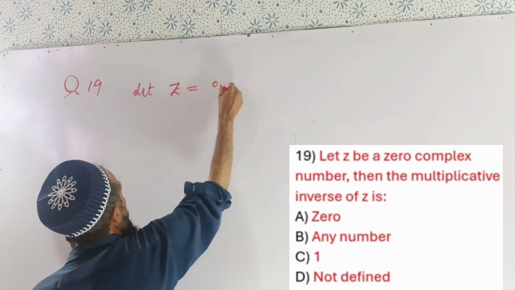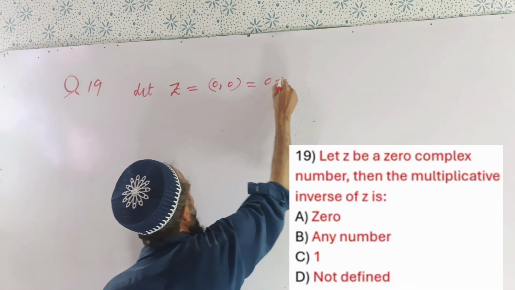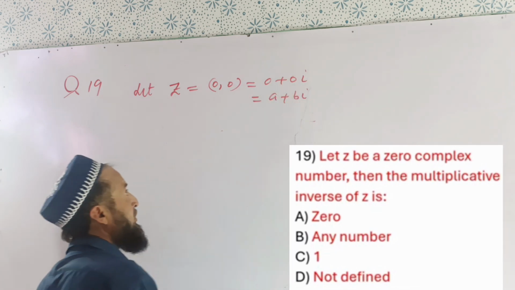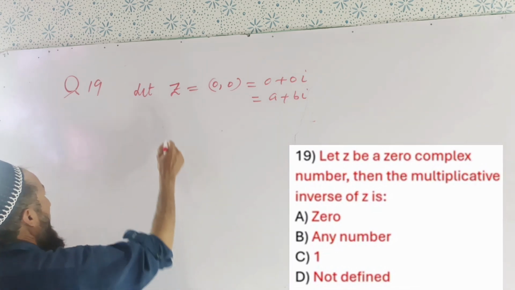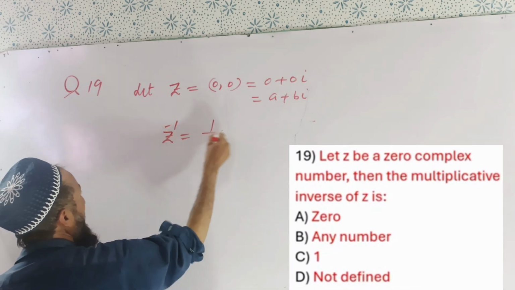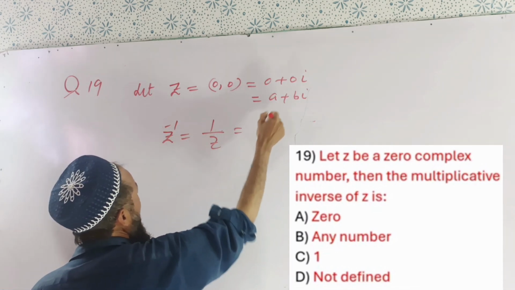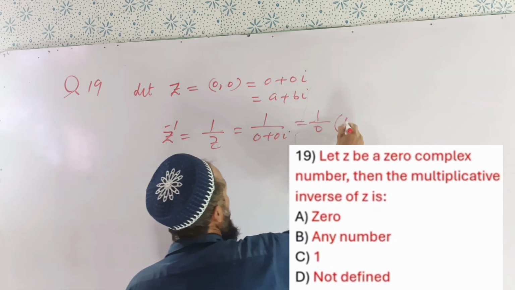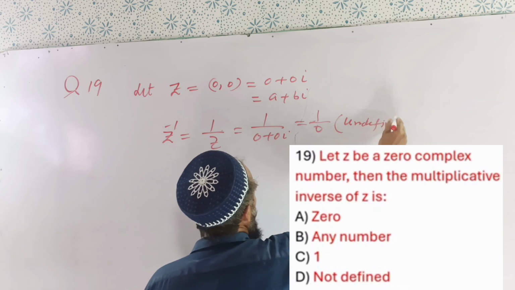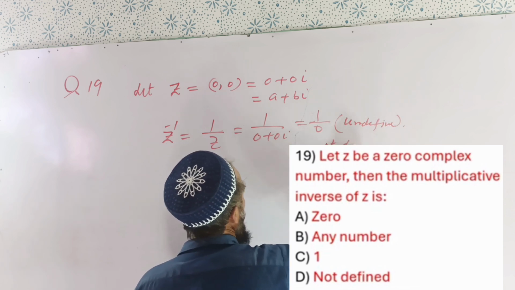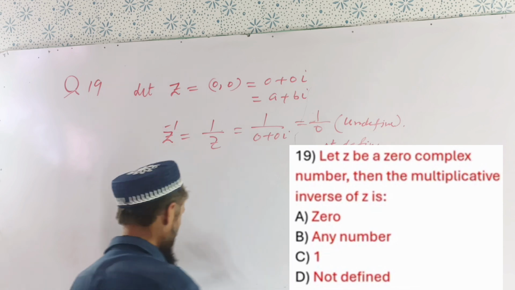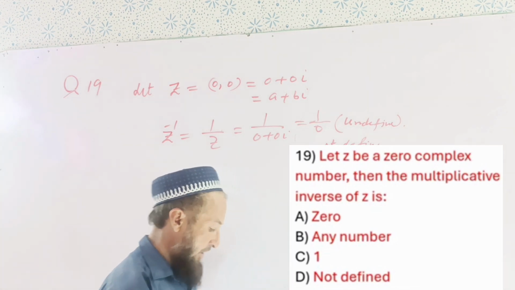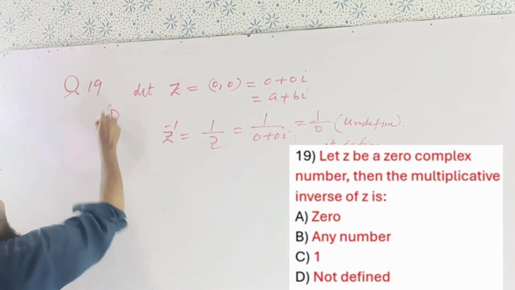A zero complex number can be written in the form 0 plus 0i. If we are finding the multiplicative inverse, we are finding 1 divided by z. Here z is 0 plus 0i, which is 0, so 1 divided by 0 is undefined, not defined. Check the options given: option D is the correct option here.